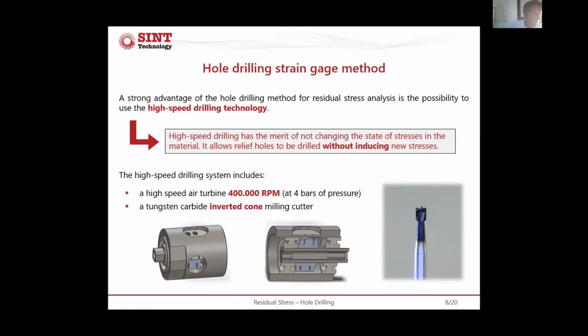Another very important point is that with this technique, we can use the high-speed drilling technology. It means we can use a very special air turbine that rotates at very high speed, something like 300-400,000 RPM. And the big advantage in this case is that you don't add any residual stress into the material during the drilling process. So what you will measure is only the internal stress that is already present without inducing new ones.